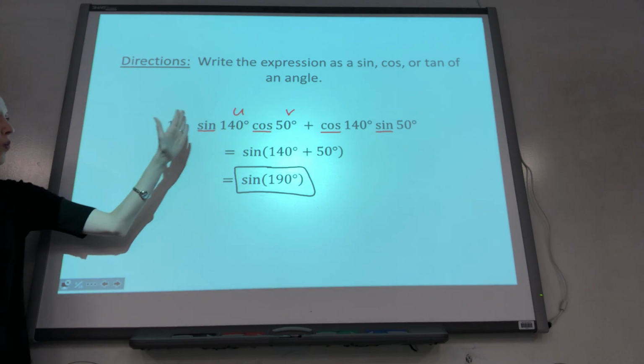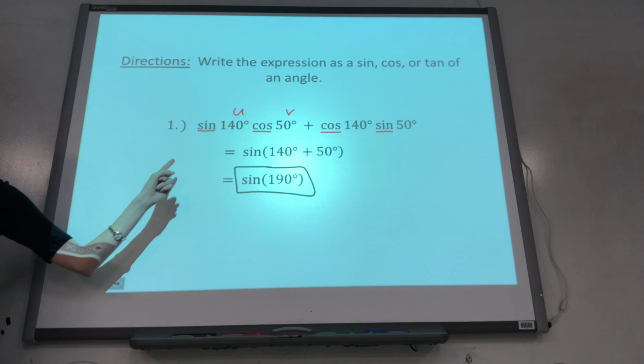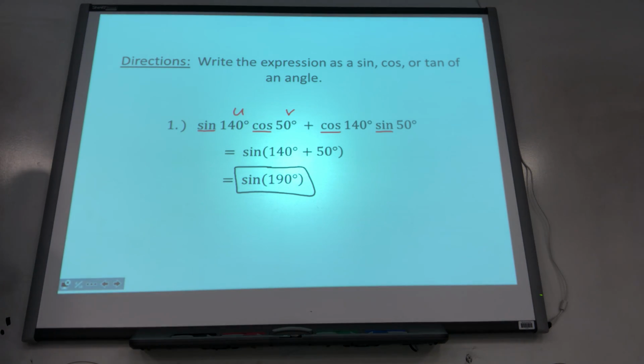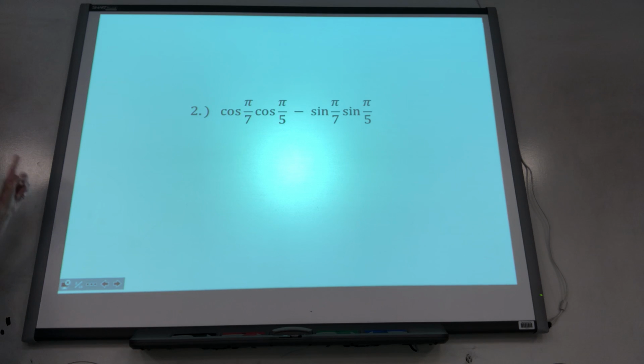So again, watch the order first. Match the order up. Then you can figure out the u and the v situation and put it all back together. Okay, we're going to try a couple more like this. These are the fairly easy problems today, as long as you have those formulas in front of you.